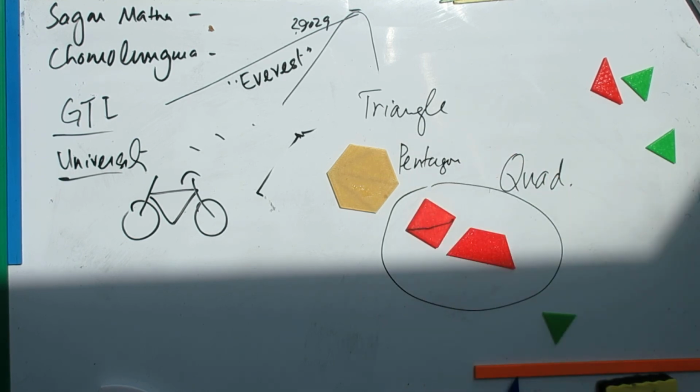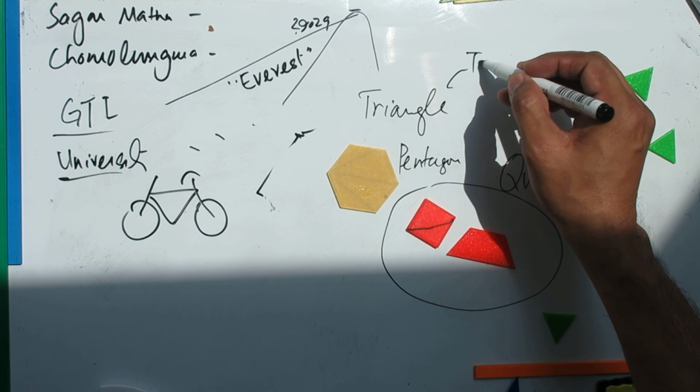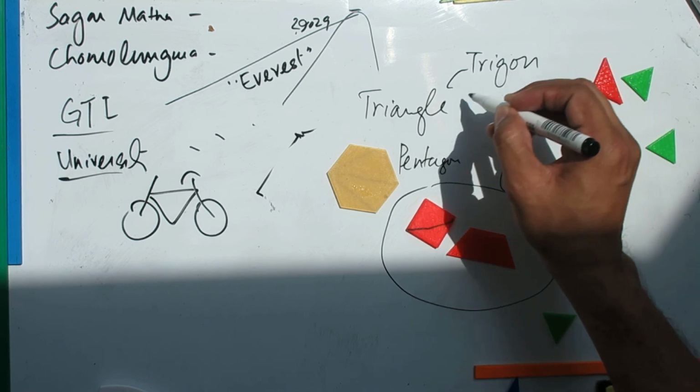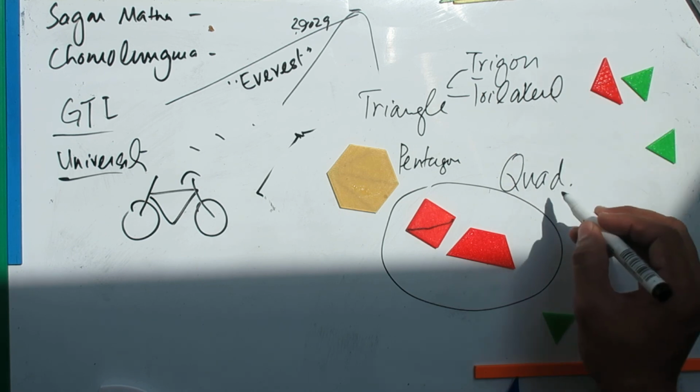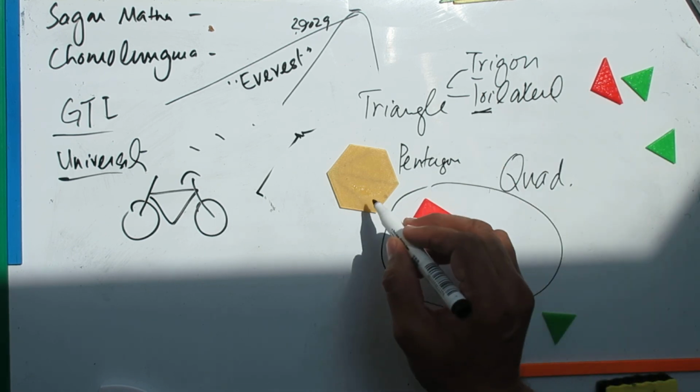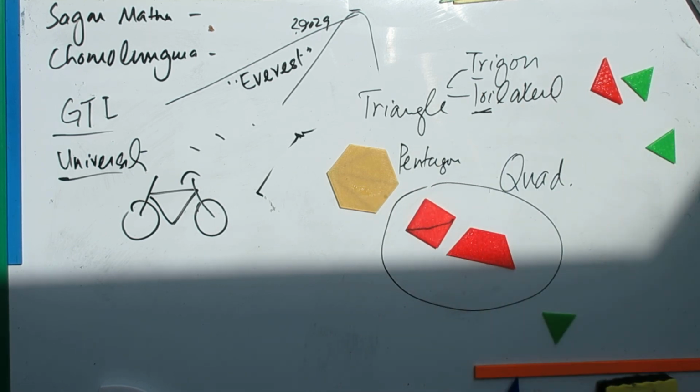Do ask your teacher this question. Why is this not a trigon? Or why is it not a trilateral? If this is a quadrilateral, it should be trilateral. If it's a pentagon, it should be trigon. Keep asking questions and look at the fundamentals.